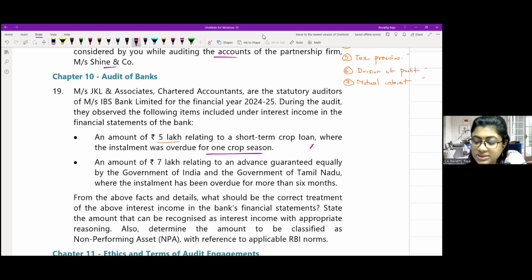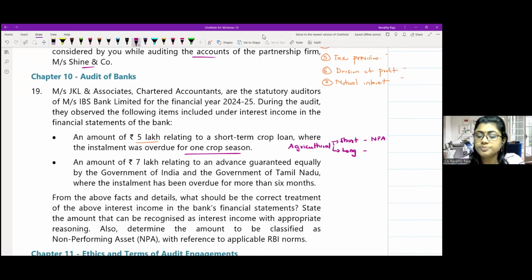For an agricultural advance, how many types are there? Two. Short-term, long-term. Short-term, when will it be NPA? If it is outstanding for more than two crop seasons. Long-term is NPA if outstanding for more than one crop season. Here, it is outstanding for only one crop season. So this is performing, PA.